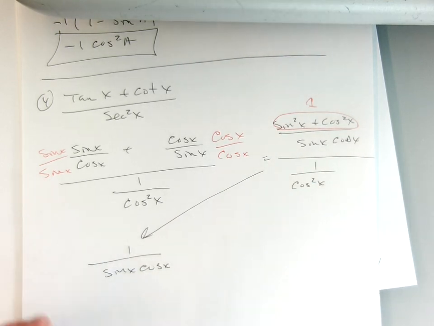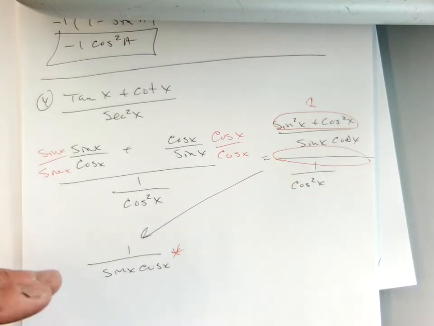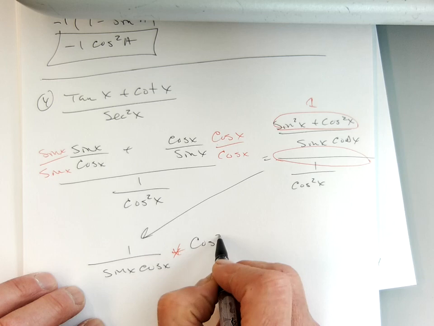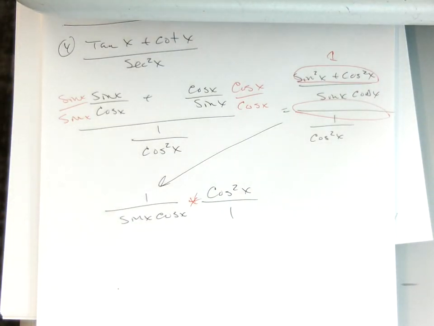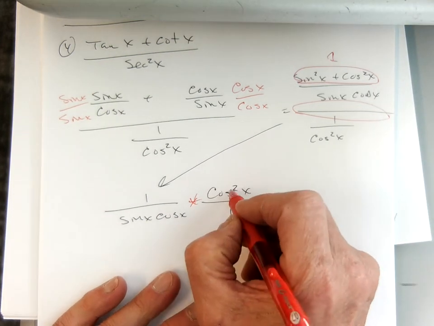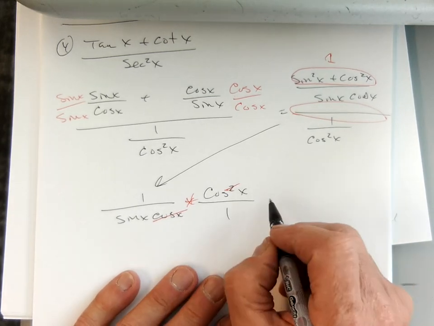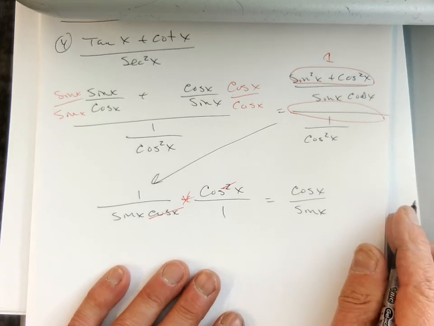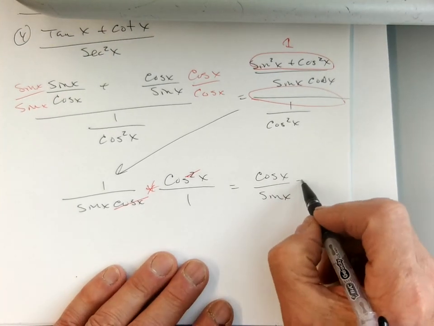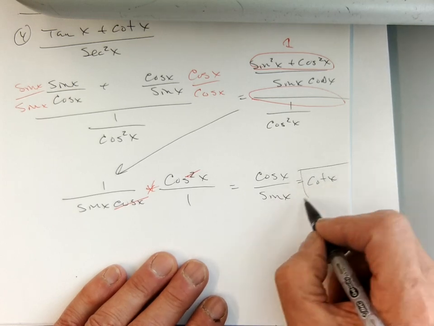And I'm going to invert and multiply too, right? Cosine squared of x over 1. Now it's getting easy, huh? A cosine for a cosine. Cancel out one of these cosines for one of these cosines. I'll have cosine of x over sine of x, and that is just cotangent, right? You guys are getting to know these, aren't you?